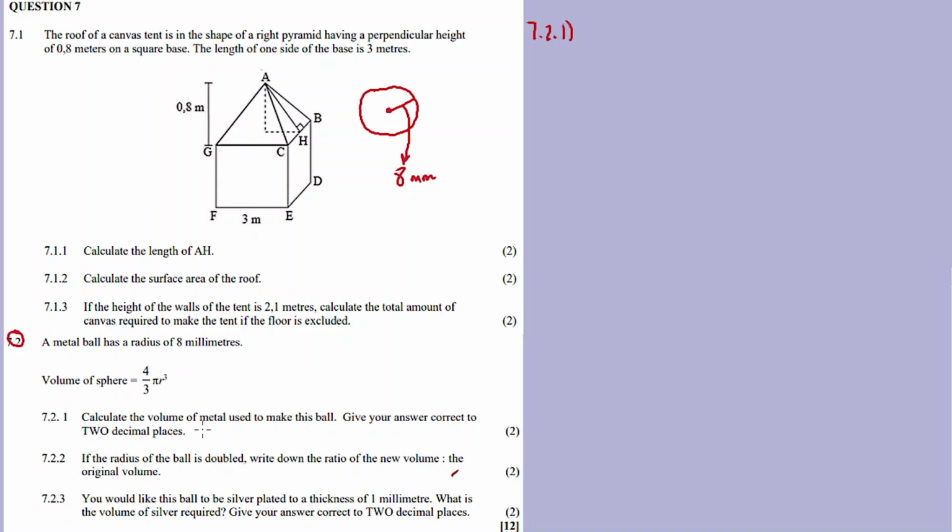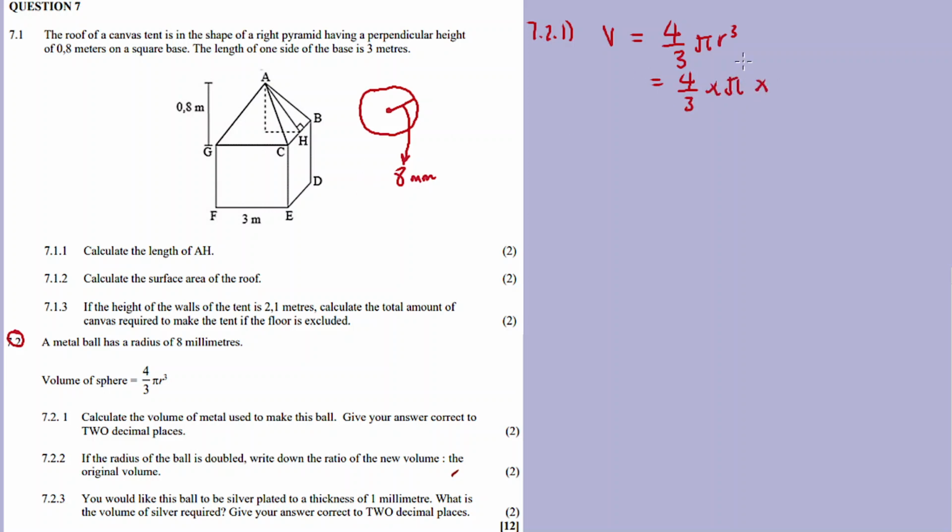Calculate the volume of the metal used to make this ball. Give your answer correct to 2 decimal places. It's for the volume. So this metal ball is a sphere, right? So the volume of a sphere is 4/3 pi r cubed. So 4/3 times pi.